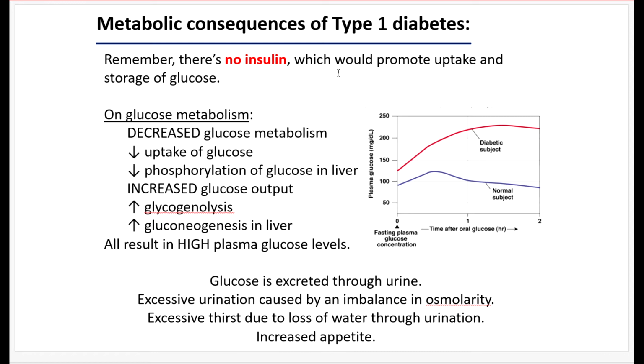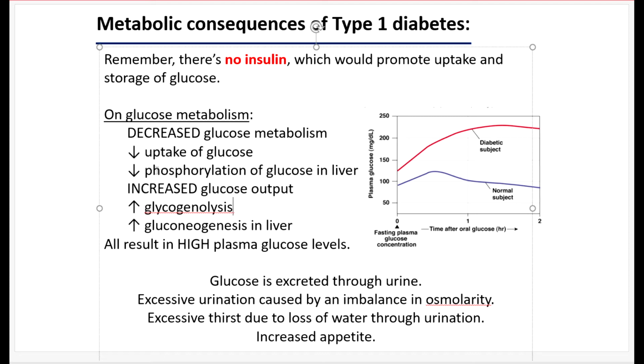So remember, there's no insulin, which would promote uptake. And so there are several metabolic consequences of type 1 diabetes. There's decreased glucose metabolism because there's no glucose in the cell. If there's no ability to uptake glucose, then there's no ability to trap it in the cell. There's decreased phosphorylation of glucose in the liver.